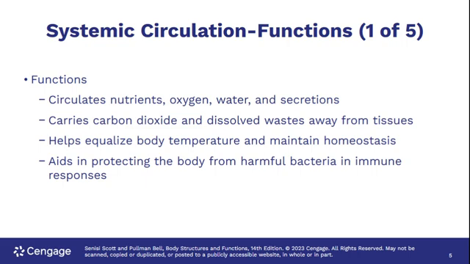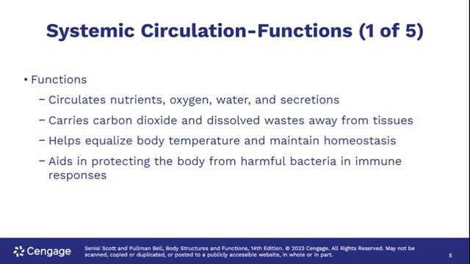So systemic circulation is general circulation. General circulation circulates nutrients, oxygen, water, and secretions to the tissues and back to the heart. It carries products like carbon dioxide and other dissolved wastes away from the tissue, all kinds of stuff, nitrogen, whatever. And it really helps equalize body temperature. If you notice, sometimes when you're super cold, your hands will turn white because your blood is retreating into the body to get warm. It needs to stay warm so it can keep your core warm.